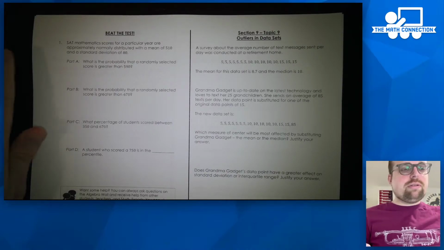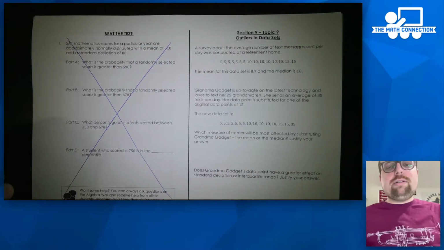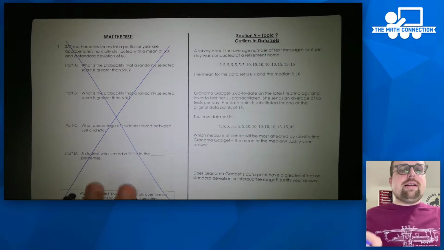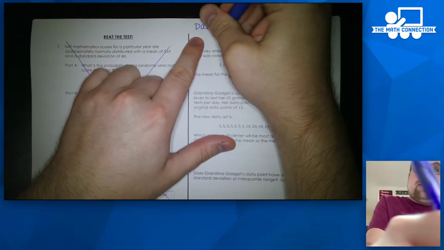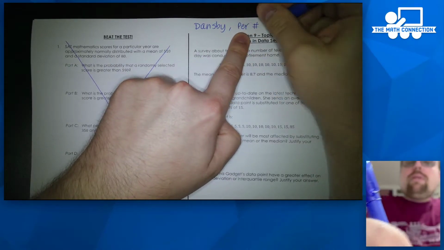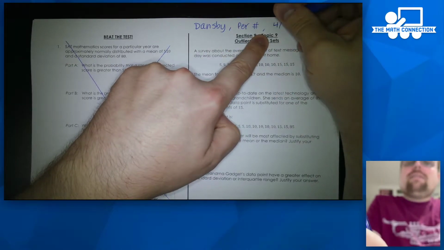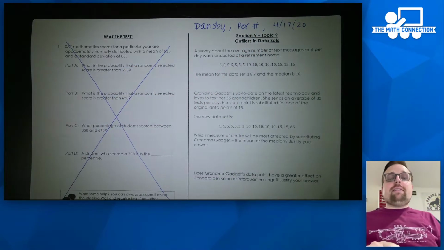First things first, this beat the test question is actually from the last section, so we're not doing that in this lesson today. And you need to make sure that on everything that you submit, you're putting your name, the period number that you're in, and also the date, which is the 17th, for that assignment.